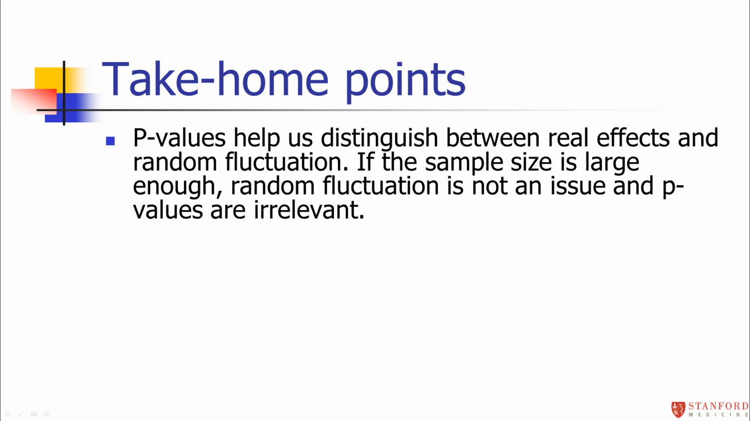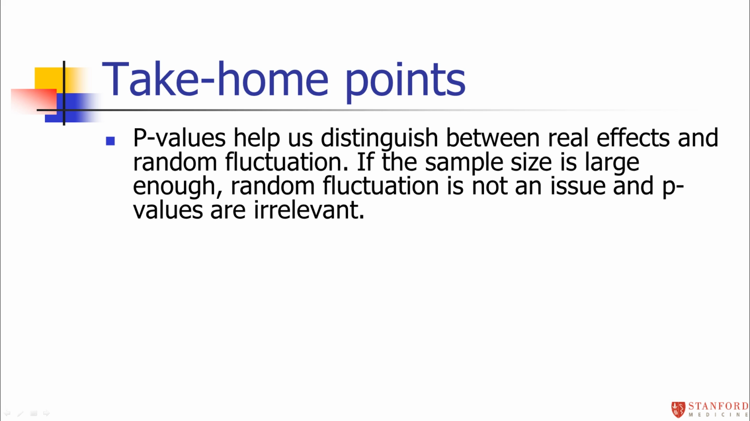So my take-home points here: p-values, remember, what were they designed for? They were really designed to help us distinguish between real effects and random fluctuation. And this was an important distinction when you're talking about moderate size samples. Sometimes we're not sure if something is chance or if it's real, and p-values can help us distinguish those. But if the sample size is humongous, in fact, random fluctuation is no longer an issue. If the sample size is humongous, we're not really worried about things happening just as a fluke. We're able to nail down very precisely the effects.